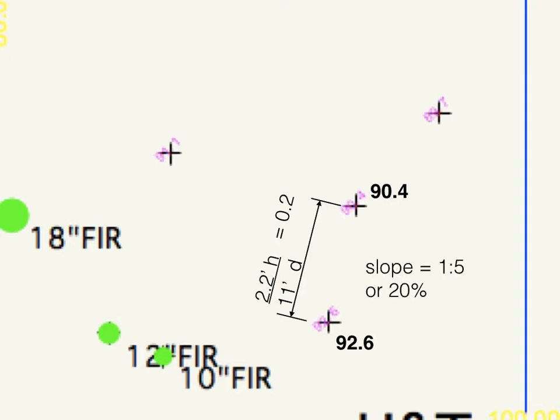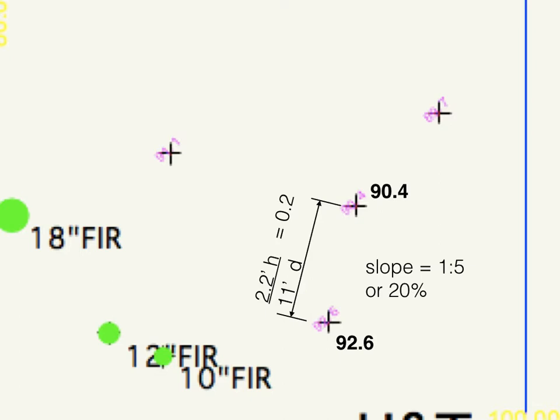And we express slope usually in a ratio. No one ever talks about degrees, okay? No one ever measures an angle of a slope. Just don't do it. Slope is usually expressed as a ratio. So this is a 1 in 5 slope. It slopes 1 foot vertically for every 5 feet in plan, or very commonly 20%.